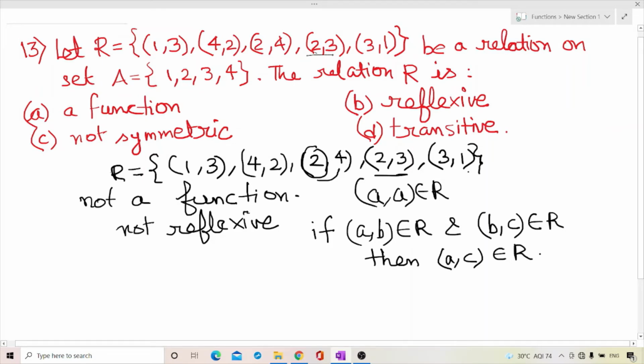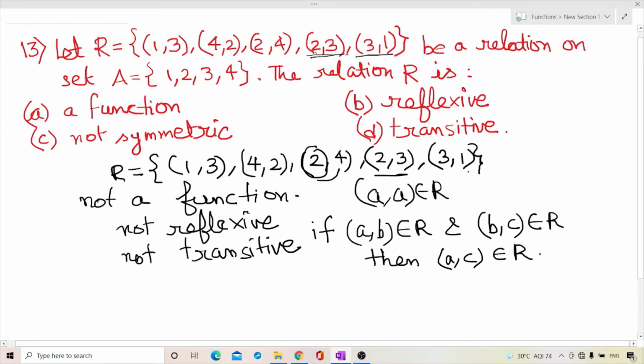Like (2, 3) belongs to R and (3, 1) belongs to R, but (2, 1) does not belong to R. There is no (2, 1) in R. So this is not transitive. It cannot be transitive. Hence option D is also ruled out, B is also ruled out, and A is not correct.